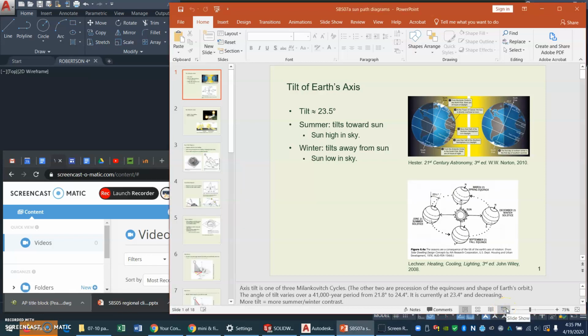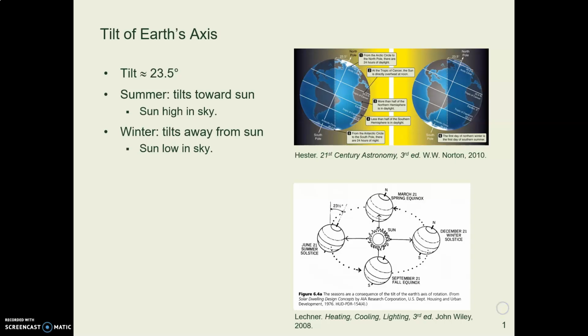This lecture is the first step in passive solar heating. If we are going to heat our buildings with the sun, we first need to understand the sun angle. Now, we already know that the axis of the Earth is tilted. It's tilted about 23.5 degrees, 23.4 degrees, and that varies over history. That's where it is now.